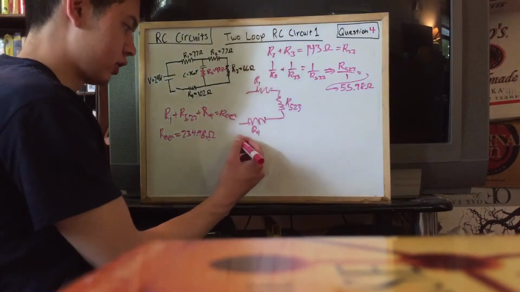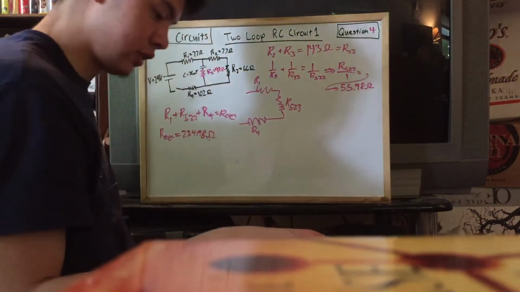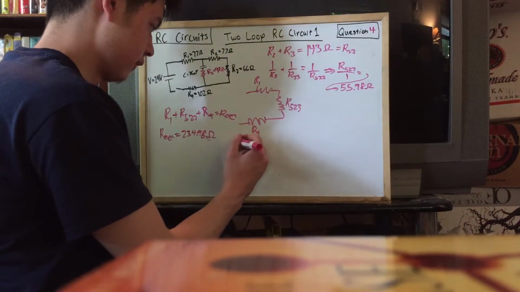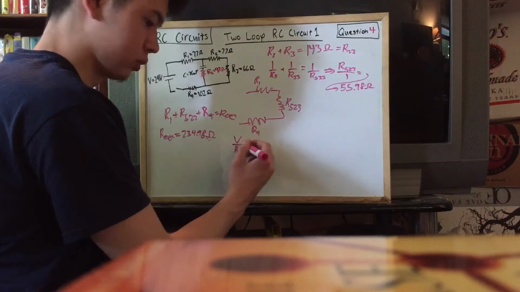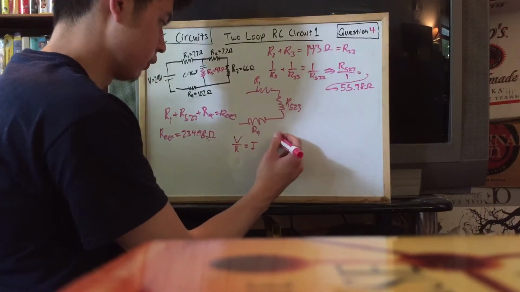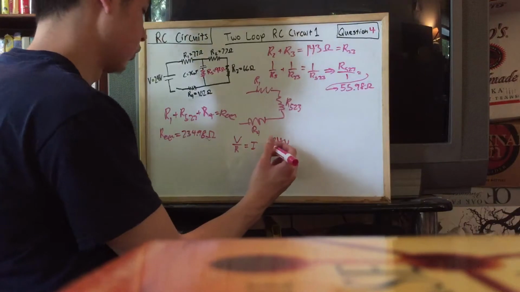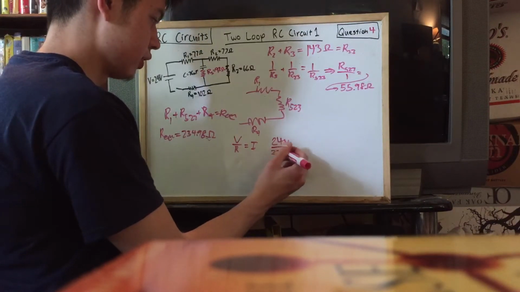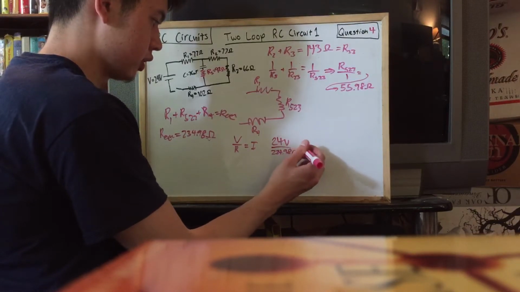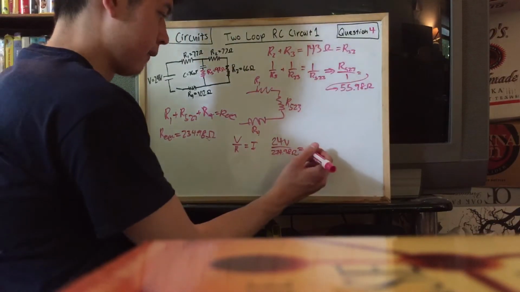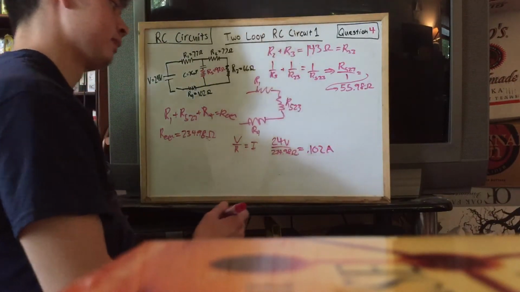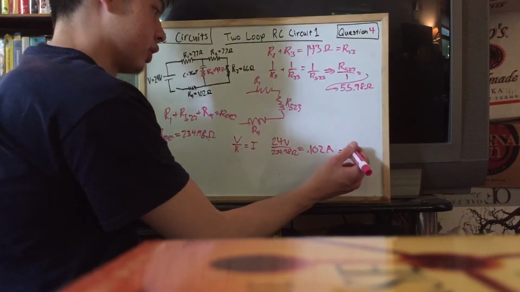Since currents are equal to each other in series, all we have to do is solve for the current. So V over R is equal to I. We know we got 24 volts. 24 volts over 234.98 ohms should be equal to 0.102 amps. And that's going to be the current.